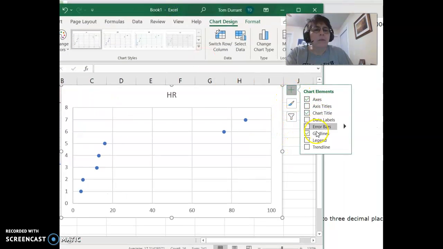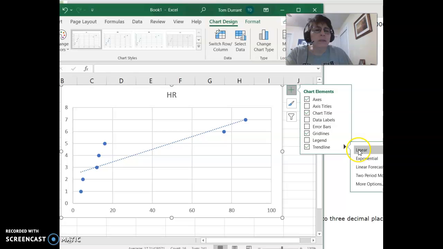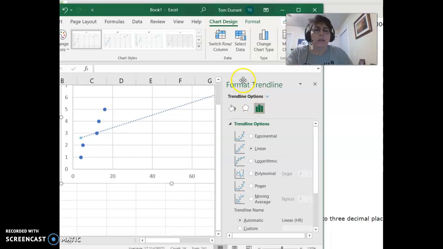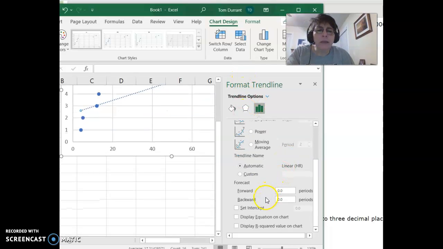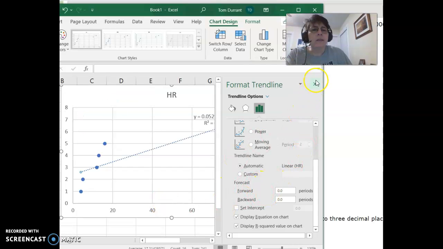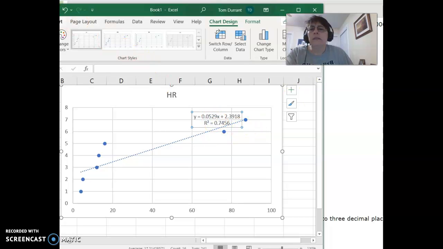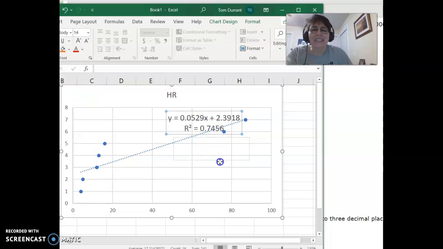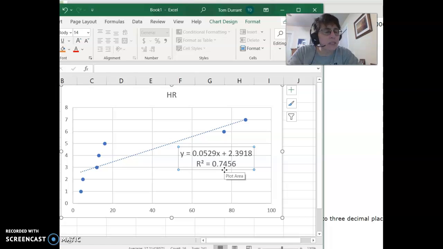I would like to add a trend line. It is linear, and I'm coming down to more options, because right here, down at the bottom, display equation on the chart and display the R squared on the chart. Okay, let's see if it did it. Yep, there we go. So I can close that. I'm just going to make it a bigger font. Okay, so same equation and same R squared.